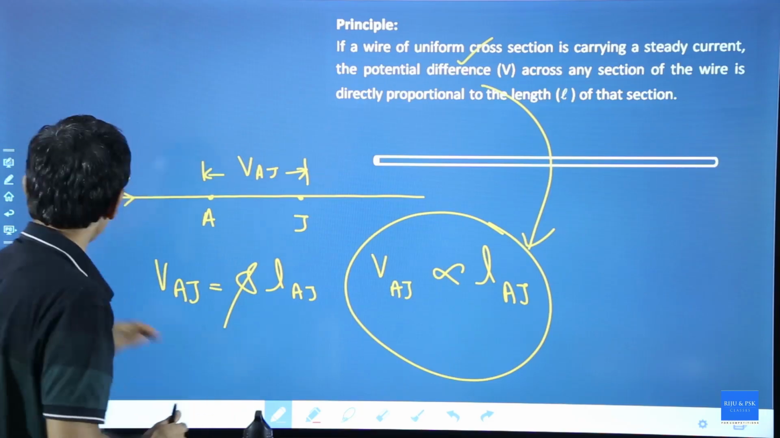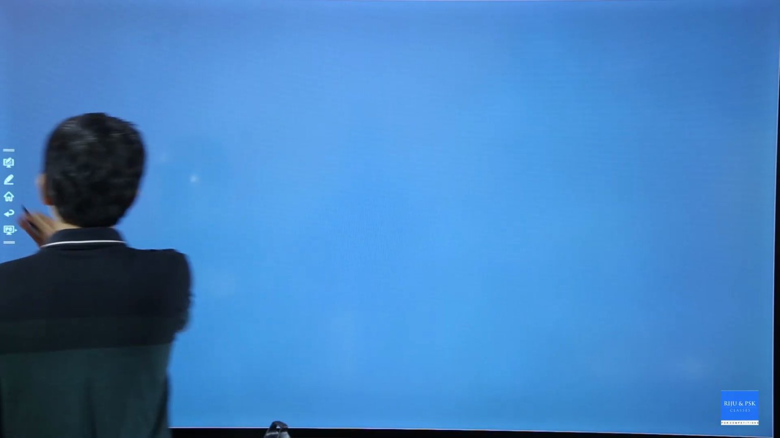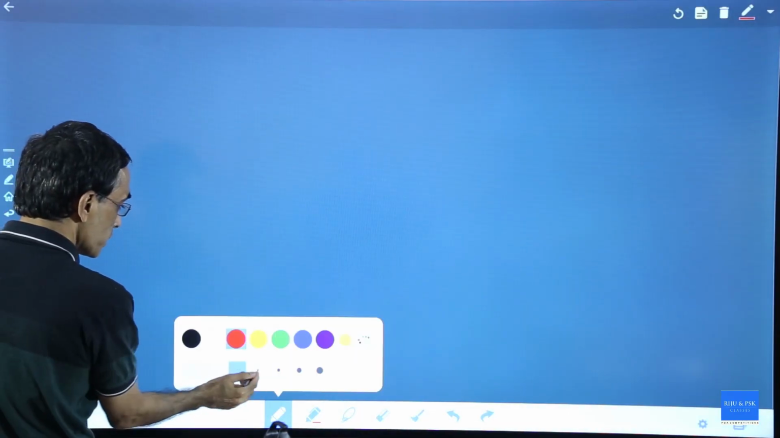That is it. Now, we will calculate some potential gradient questions, which you see are not directly asked anywhere, but this is important to understand. So, let us have 2-3 different situations.